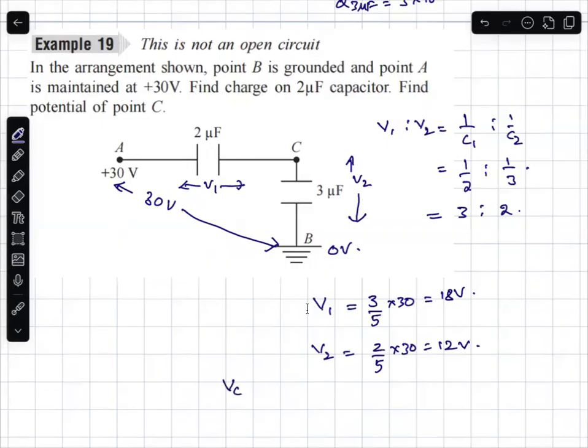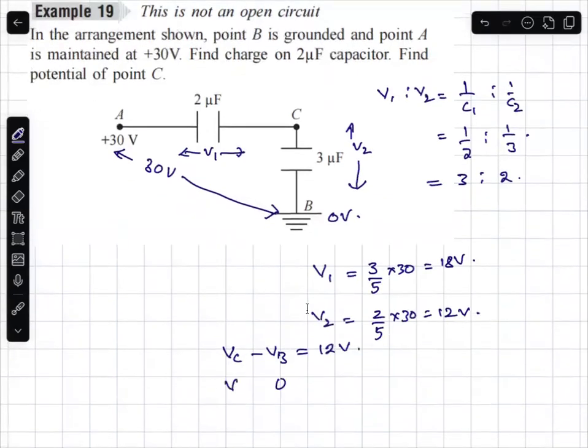Here VC minus VB is 12 volt. You know VB is 0 volt. VC minus 0 is 12 volt. Therefore, VC is 12 volt. Not only that, you can find charge on any of these capacitors because you have the potential drop across each capacitor. Till this point, any student having doubt? Honestly, right?